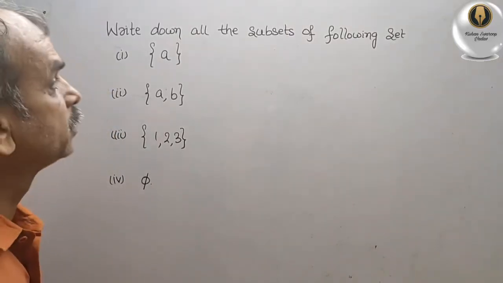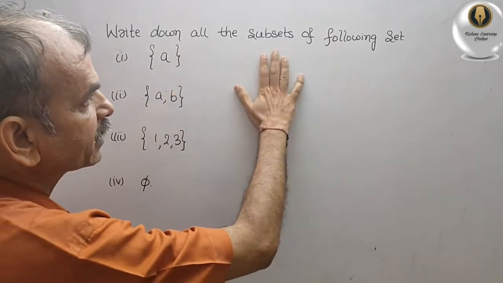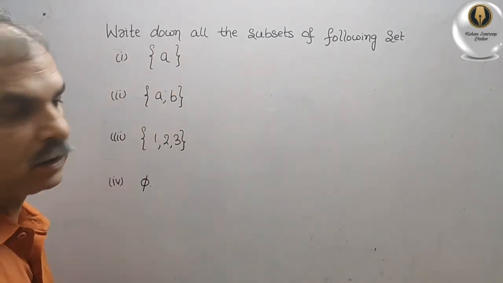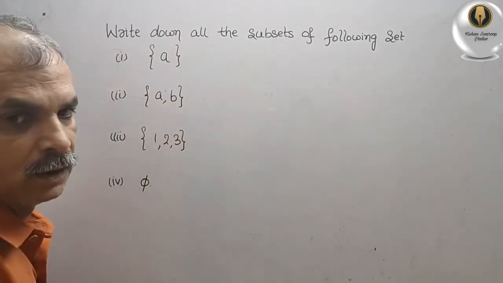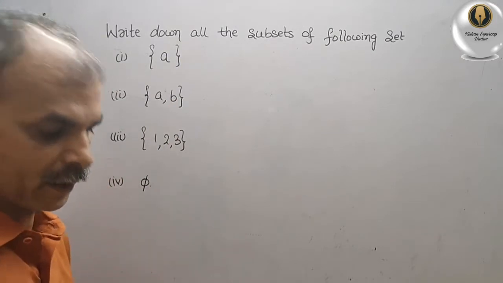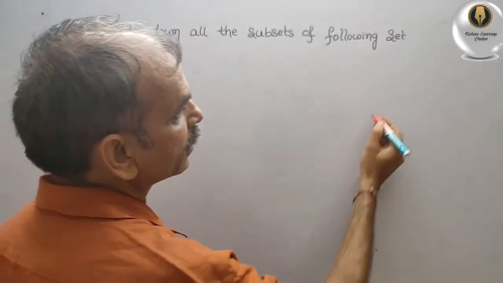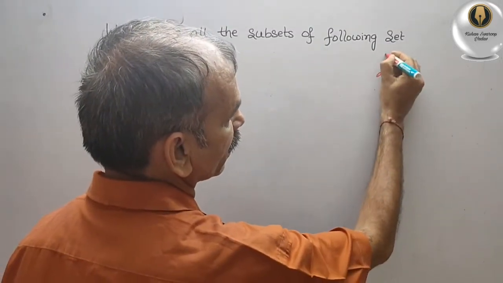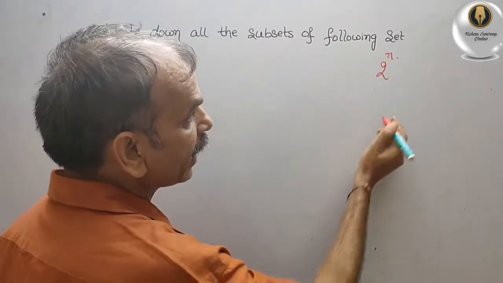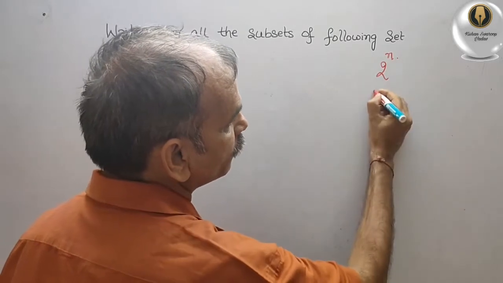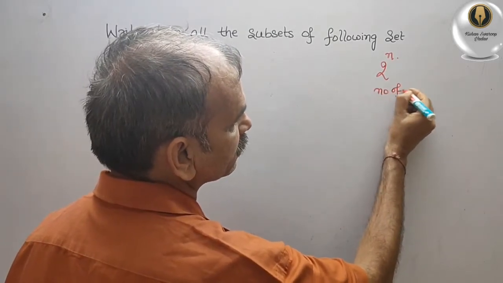Your question is, write down all the subsets of the following set. They have given you the set. We should know the formula of that. How many subsets should be there? They are 2 to the power of n. So here n denotes the number of elements.